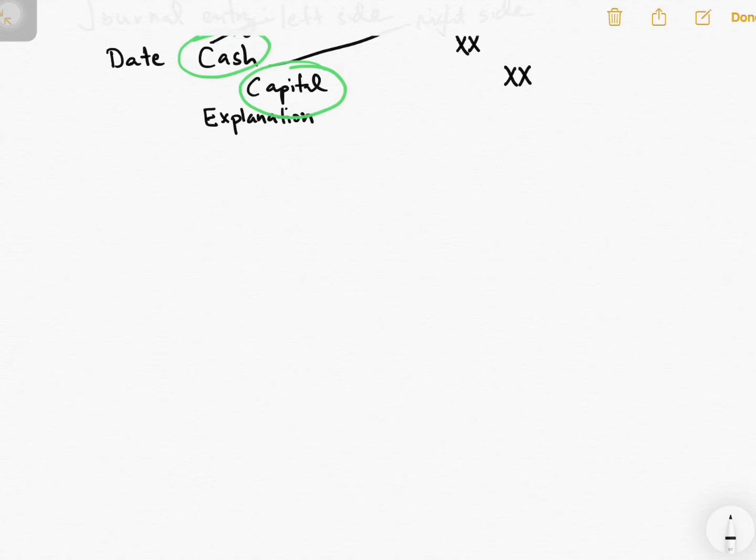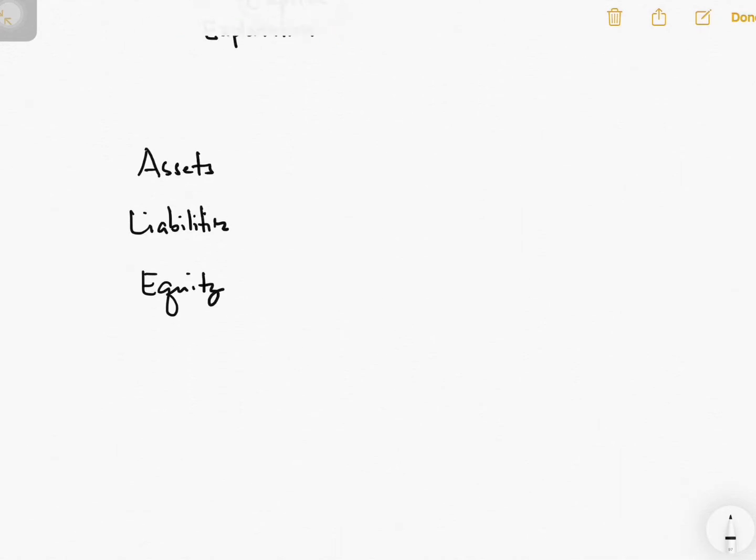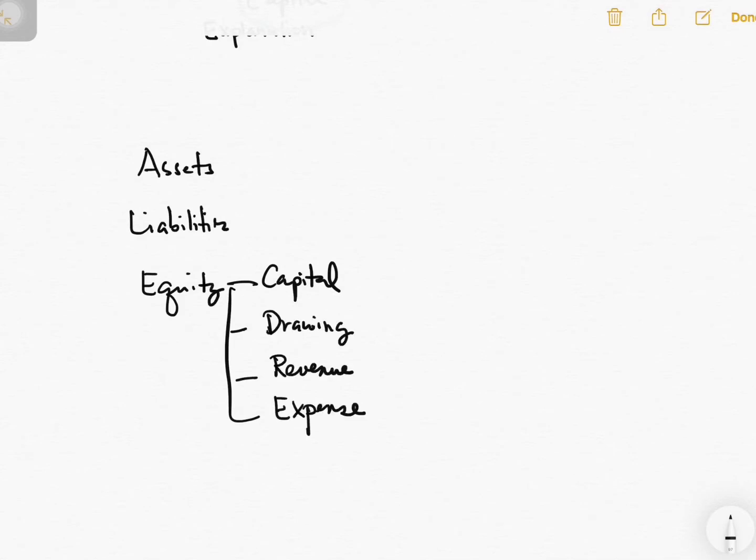To give you the rules, I will write down the elements: assets, liabilities, equity. And equity, you have elements, right? You have 4: capital, drawing, revenue, and then expense. And from the last video, you notice that for every account title, I'm indicating the movement, like cash increase, cash decrease, right? So I will do the same thing here. I will write the increase and also the decrease.